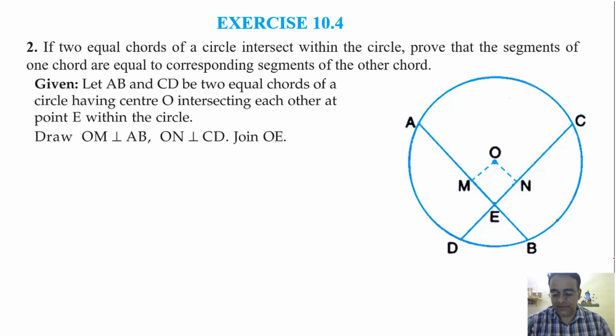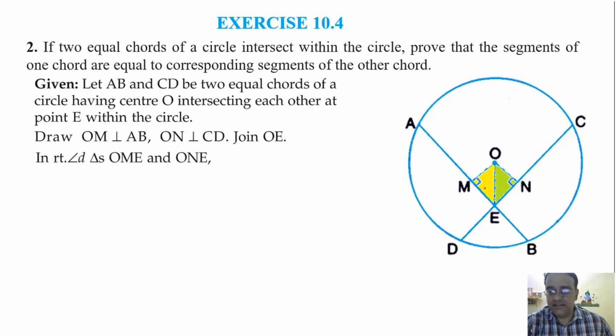ओके, तो सबसे पहले हम लोग क्या करेंगे, इसको ज्वाइन कर लेंगे OE and we will prove these two triangles congruent. ओके, now we are going to take these two triangles OME and ONE. See this yellow and green triangle. Right? Now these two are equal. Why? OM is equals to ON. Each 90 degree. Side OM is equals to ON.